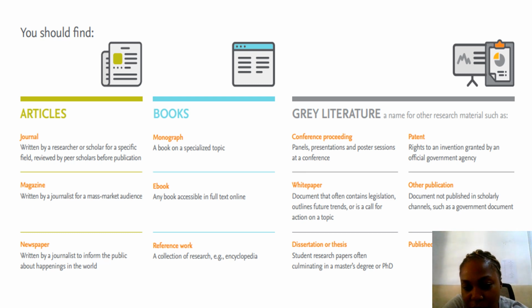A dissertation or a thesis, like a student research paper for a student doing a master's or a PhD, those are grey literature. You can't say they are scholarly articles because they are not peer reviewed and they are not published anyway. So they have some doubt. You have to leave a doubt on their credibility. Patents give rights to an invention granted by an official government agency. Then there are documents published in official channels such as government documents and so forth, like gazettes. Those are grey literature, but they are not peer reviewed. So you have to be very careful with grey literature when you want to write your research papers.